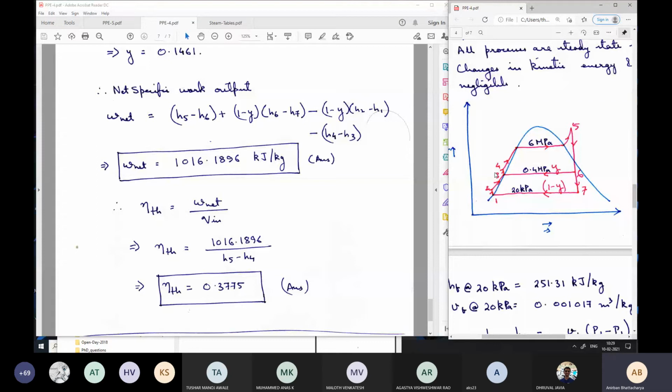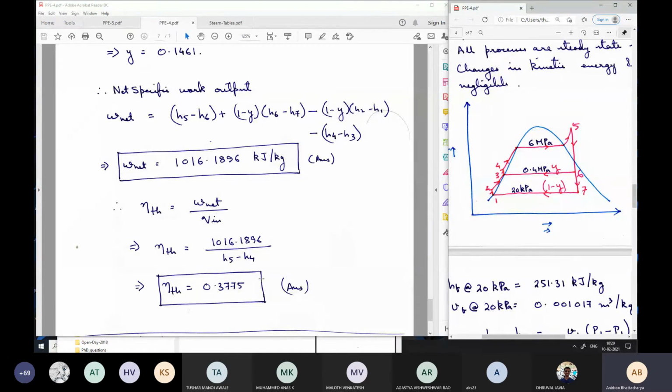You can compare this value when you are just practicing. You can try the same problem but without the feed water heater. The boiler pressure is 6 MPa and the condenser pressure is 20 kPa, and there is a simple Rankine cycle in between those two pressure lines.